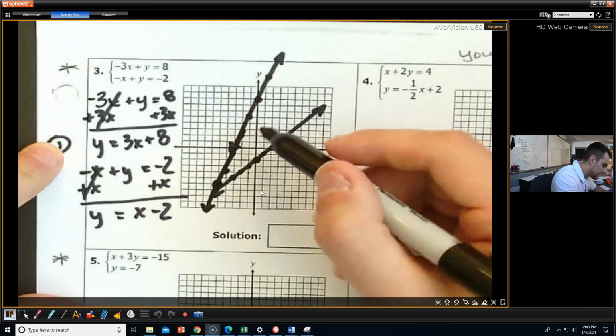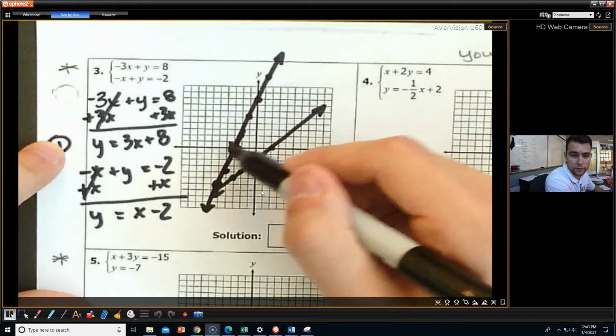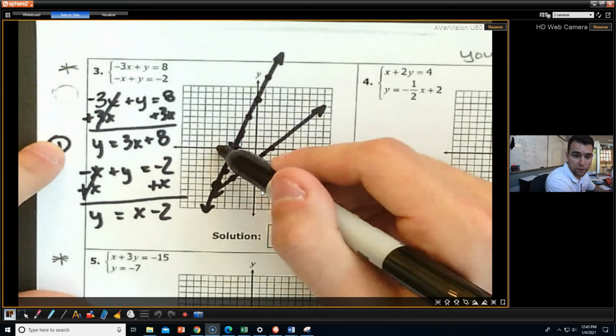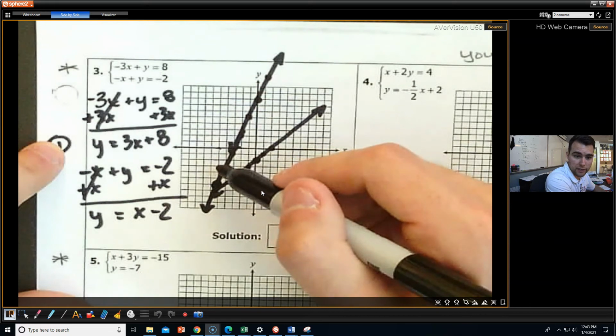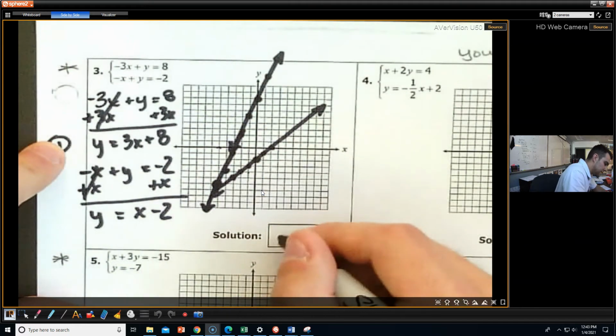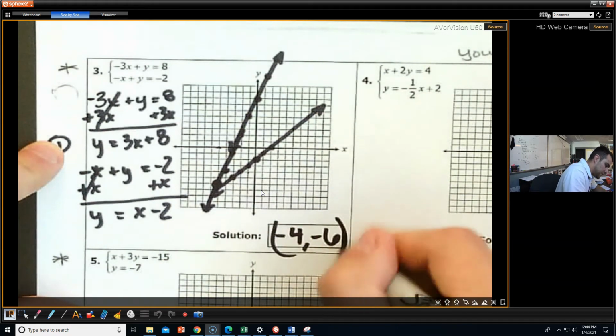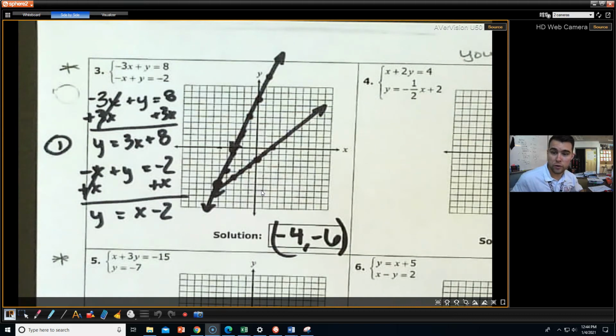And what is that point? It's not the easiest to see, but we're going to try. I'm going to do -1, -2, -3, -4, and then we're going to go down -1, -2, -3, -4, -5, -6. So it looks like it's (-4, -6). And that is the solution to our equation.